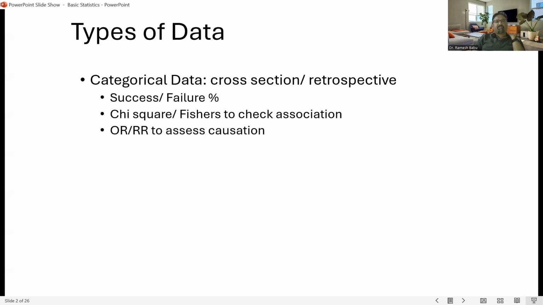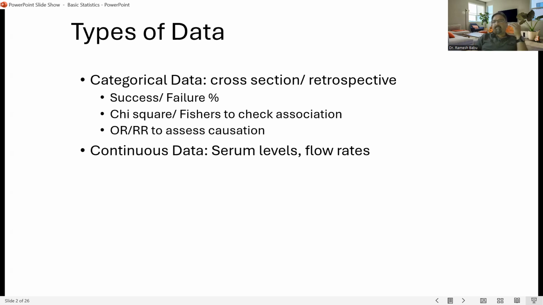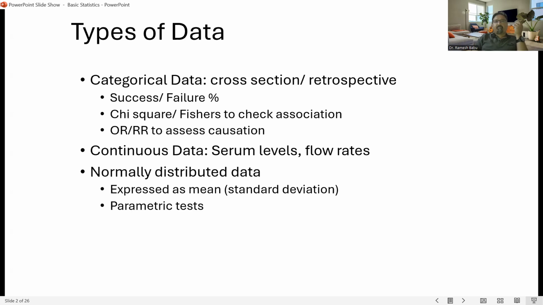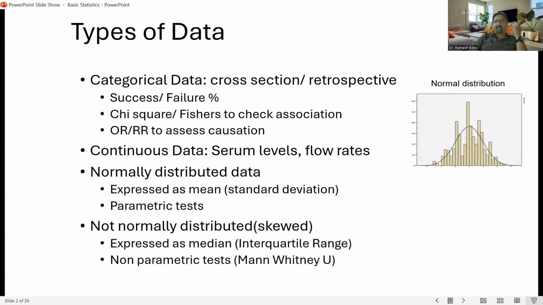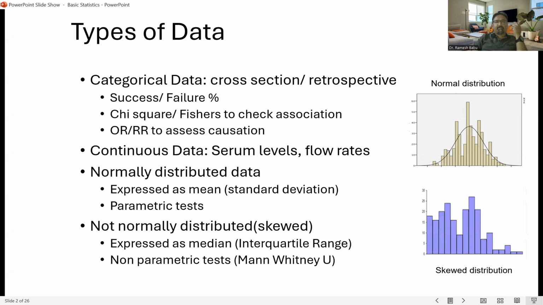We can also do an odds ratio or relative ratio if we feel that one particular factor is causing the other outcome. For example, smoking leading to lung cancer, then we have to do a relative risk. Then we have continuous data. These are all a set of numbers where we have serum levels or flow rates. So we have to express them as a mean and standard deviation if they are normally distributed. By normal distribution, what I mean is they are distributed in a bell-shaped curve. Whereas if they are not normally distributed, that means the distribution is skewed, and we have to express them as a median and interquartile range and use non-parametric tests like the Mann-Whitney test.